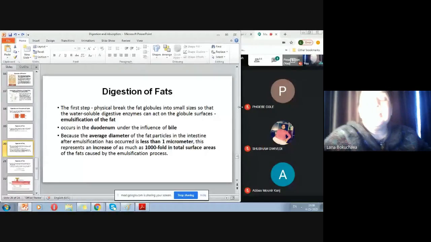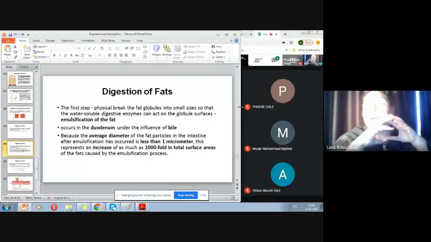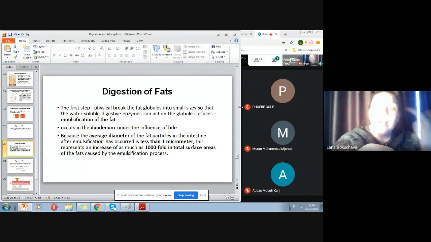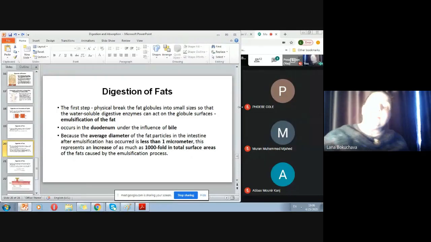And as a result, the biggest problem here will be the surface area of the lipids, of the fats, to be digested. To overcome this problem, you know very well that we do have the formation of the bile with the help of the liver and its propagation towards the duodenum. And that's where the emulsification of the fats happens, meaning that the sizes of the lipid droplets are simply decreased, and as a result we have more surface area which is exposed to the enzymes.